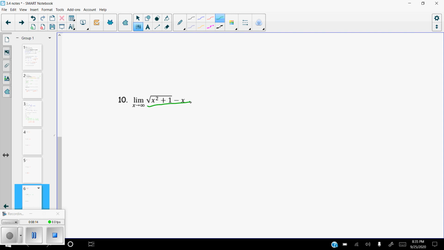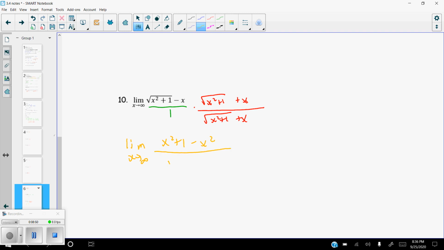Let's try and make an actual fraction bar. And we're going to use the method of the conjugate here. So I'm going to multiply the numerator by the square root of x squared plus 1 plus x, and the denominator by the same thing. And then we're going to simplify our limit and see what we can get. So we get the limit as x approaches infinity. Okay, multiplying the numerator, we're going to get x squared plus 1. The outside and the inside, if we FOIL those, are going to go away, so then we get minus x squared. And then over the denominator.